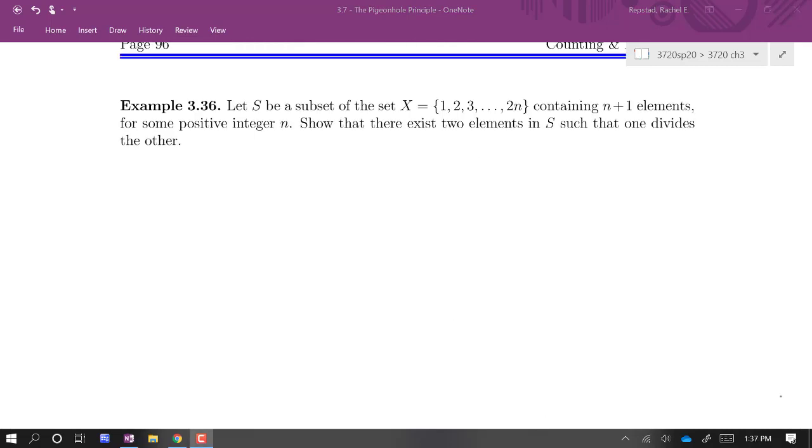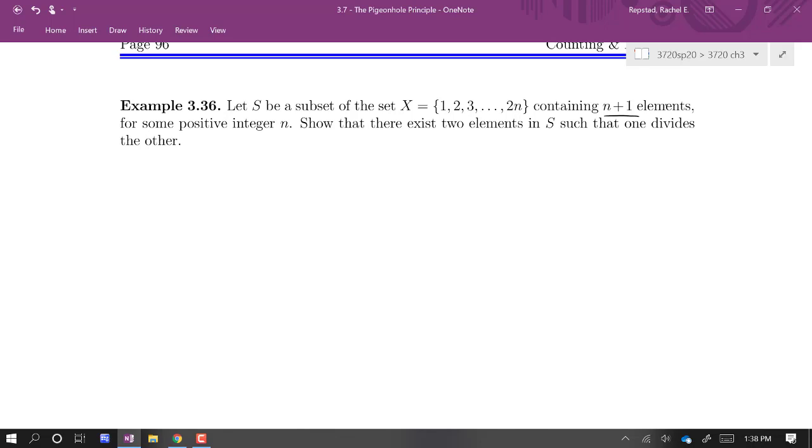So in this next example, we start with the set X that contains the positive integers from 1 up through 2n. So X contains 2n positive integers, and we're going to let S be a subset of this that contains n plus 1 elements. So note that it contains precisely 1 more than half of the elements of X. We're going to show that there are 2 elements of S such that one divides the other.